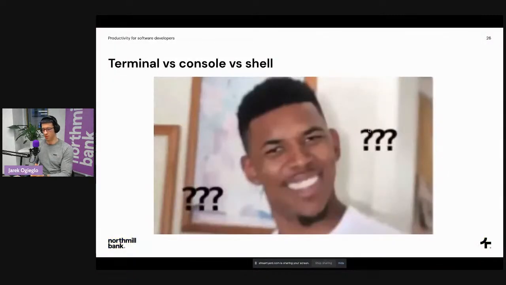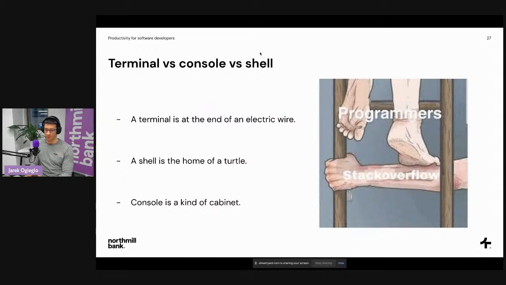Before we start talking about it, it's pretty important to disambiguate some terms, because there are people who use terminal, console, and shell as the same, but they are not. This is a kind of funny explanation of those terms that I found on Stack Overflow. It says that the terminal is something at the end of an electric wire, a shell is a home of a turtle, and the console is a kind of cabinet. It might be funny, but it's also closer to the truth than I initially thought.